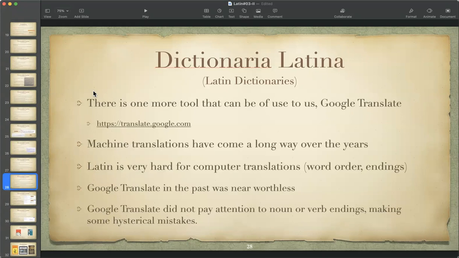Oh, one more tool I forgot, Google Translate. Original computer translations of foreign languages used to be laughable. The favorite one, now this would have been back in the 80s. They ran "The spirit is willing, but the flesh is weak" through various computer language translators, and it typically came out, "The meat is spoiled, but the drink is good."